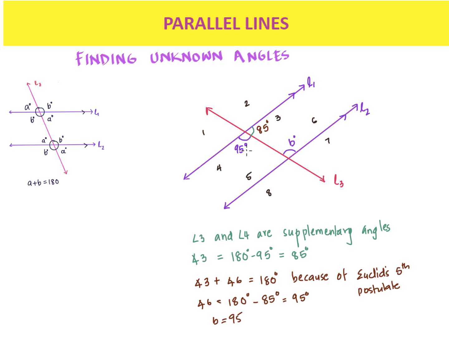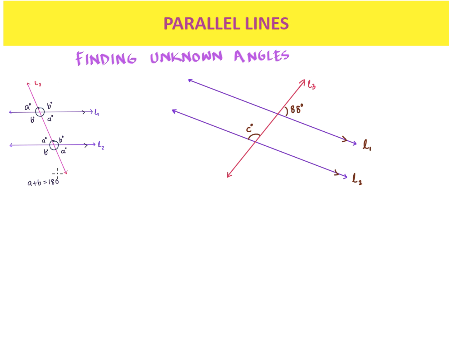Now these two angles here, 4 and 6, are called alternate interior angles. Alternate because they are on alternate sides of the transversal, and interior because they are on the inside. So alternate interior angles are congruent to each other. You don't have to remember all this because you can always prove it using a combination of supplementary angles, vertical angles, and Euclid's fifth postulate. Let's look at one last example.